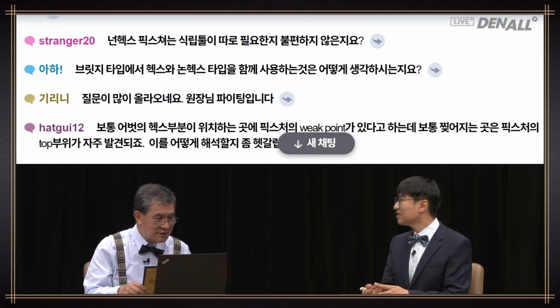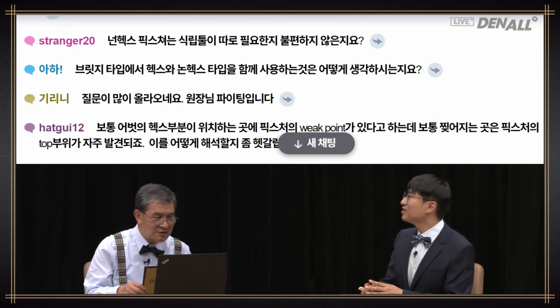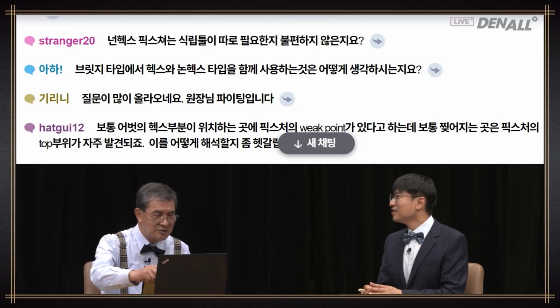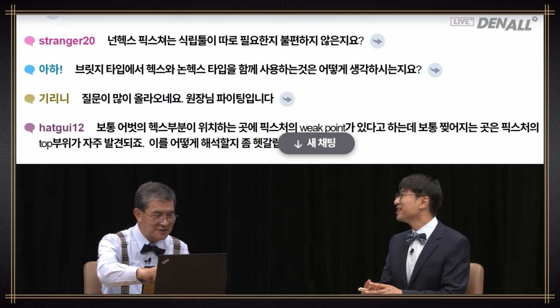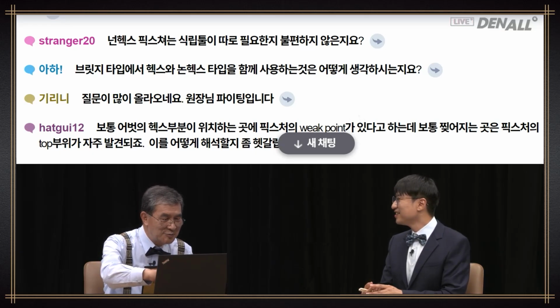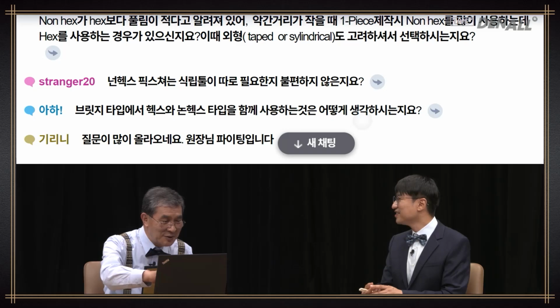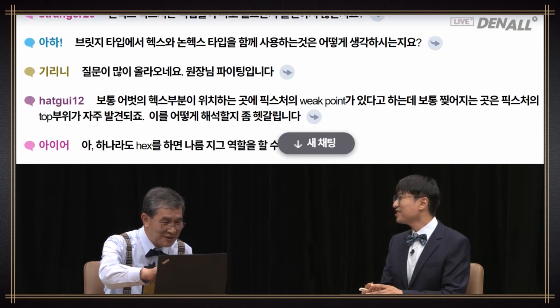Question 20. Do you need an additional placement tool for a non-hex implant? Yes, you require an additional tool and it's inconvenient, but it's possible. These questions will be answered by Dr. Park separately.